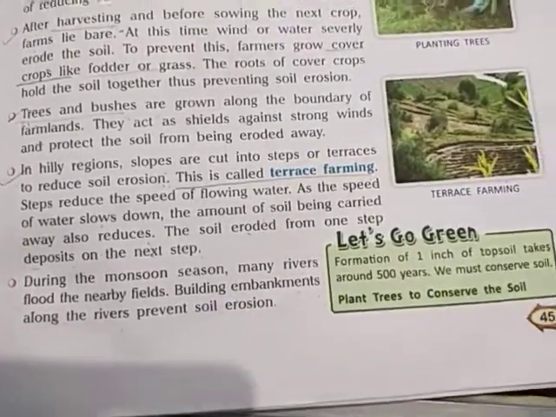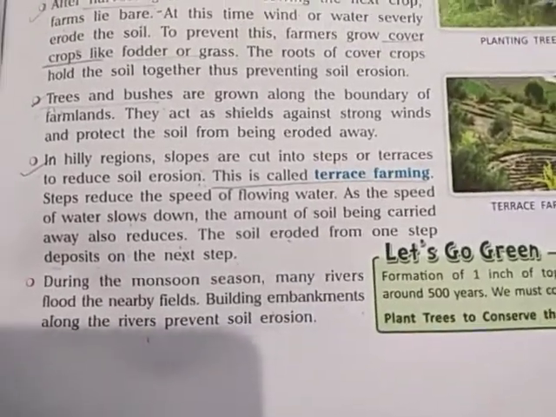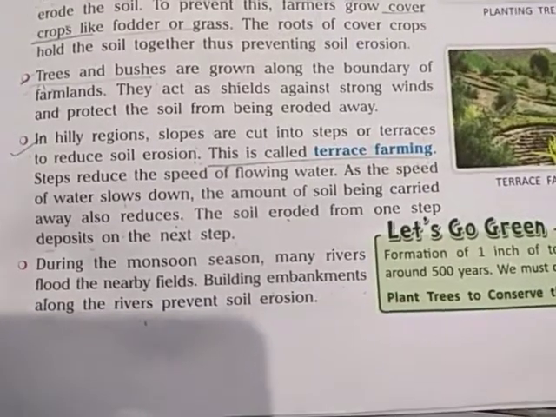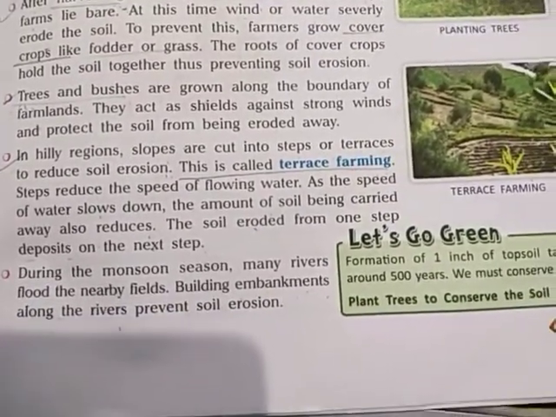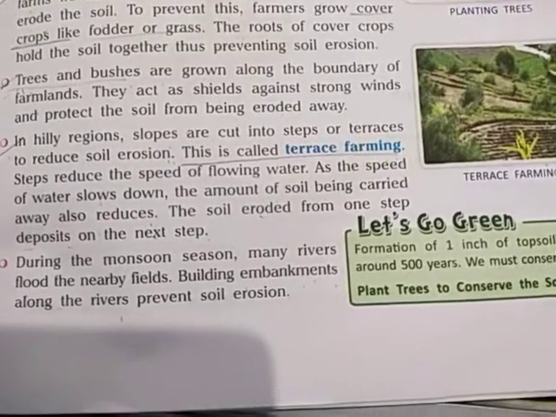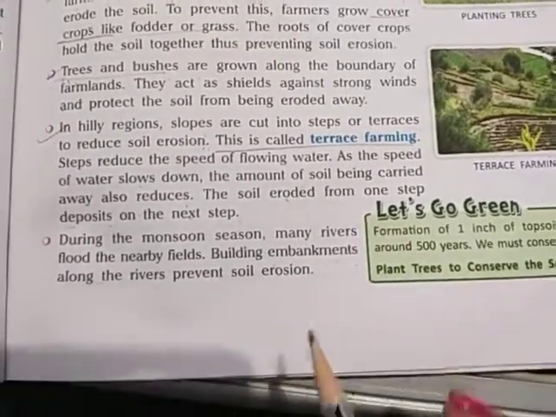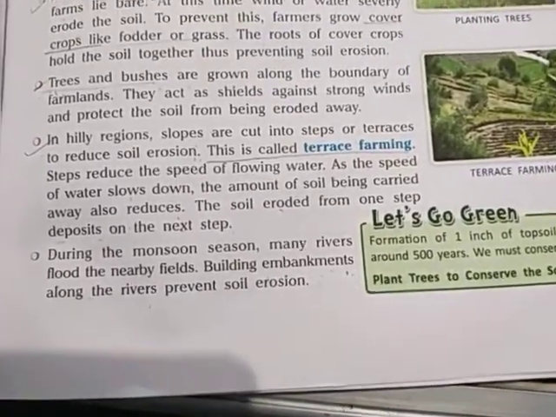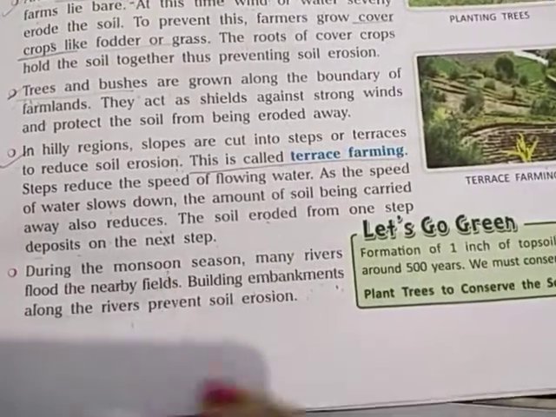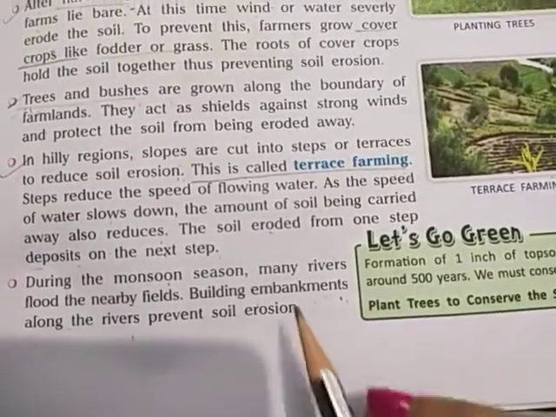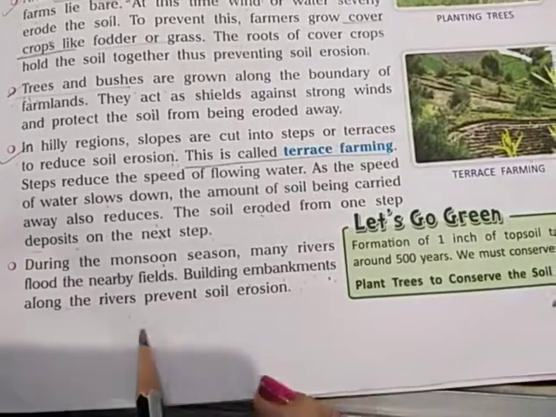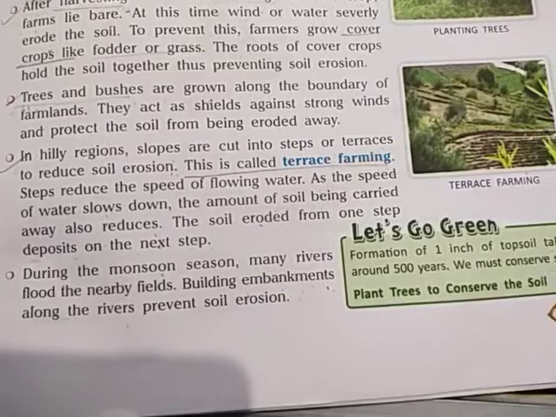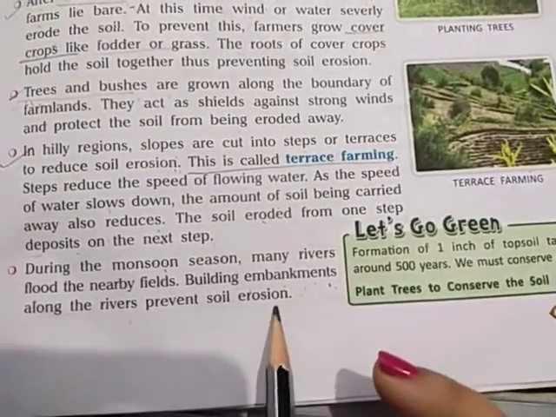Building embankment means the dikes. As you know, the dikes are the walls which are meant to protect the field or protect the area from the water, from the flood. So these embankments are like dikes. During the monsoon season, when the level of water increases, these embankments or dikes are very essential, and they play an important role in preventing soil erosion.